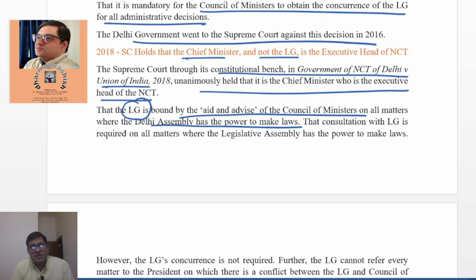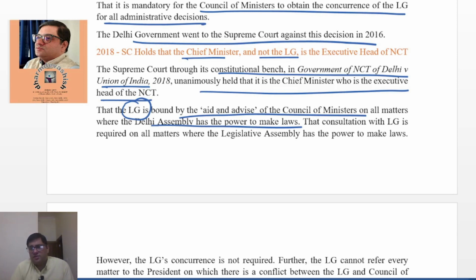Now, the LG is bound by the aid and advice of the Council of Ministers on all matters where the Delhi Assembly has the power to make laws, meaning thereby except public order, police and land, all the other items on which the Delhi Assembly can make laws in the state list as well as in the concurrent list. On all these matters except public order, police and land, the LG is bound by the aid and advice of the Council of Ministers.